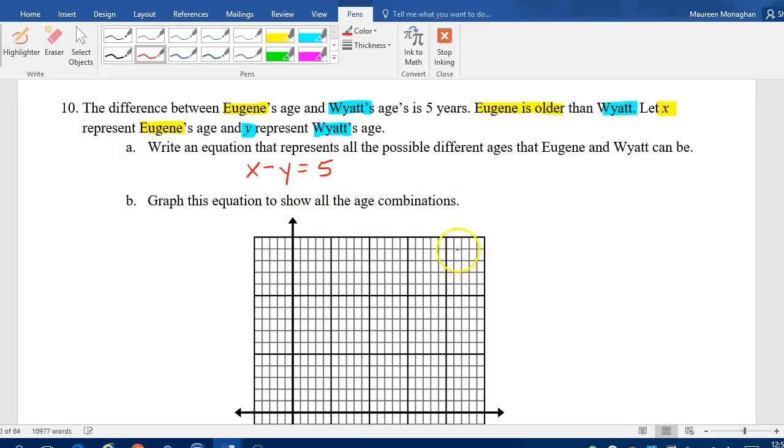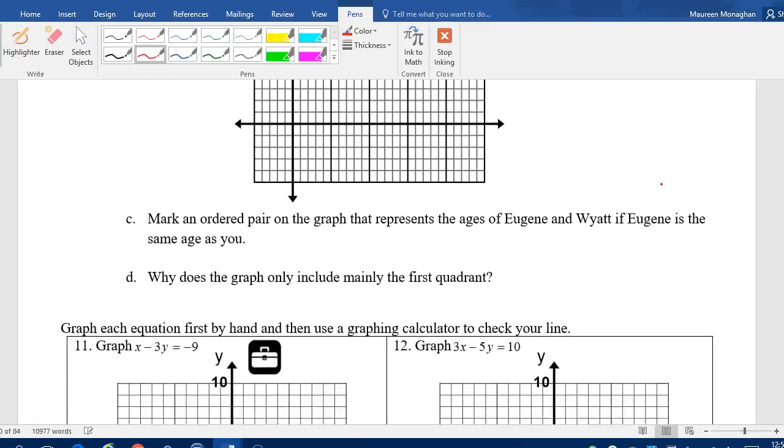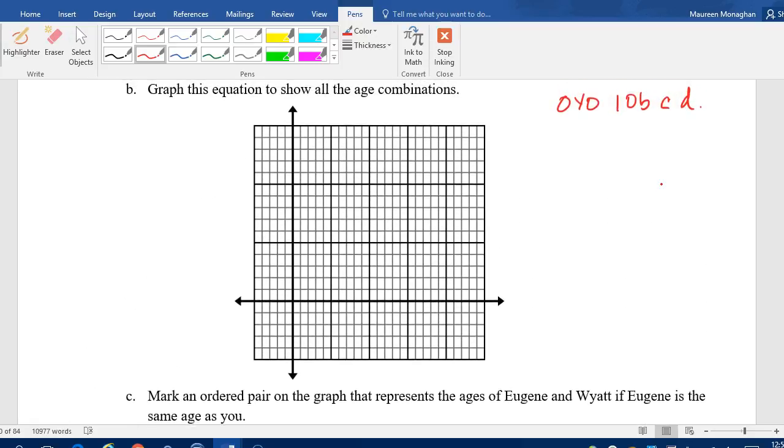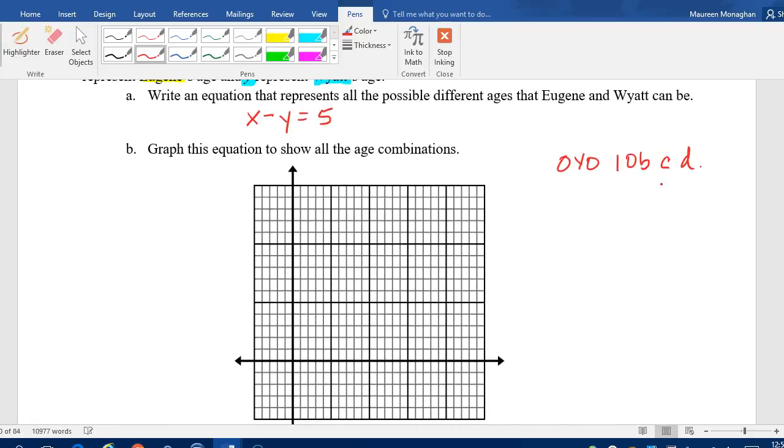Now I'm going to have you go ahead and finish. So on your own, you've got 10B, C, and D. Those are the ones you're going to finish. And we're just going to ignore the graphing calculators. Maybe we'll do that in class. Okay? So this concludes part 2 of writing and graphing in slope-intercept form.